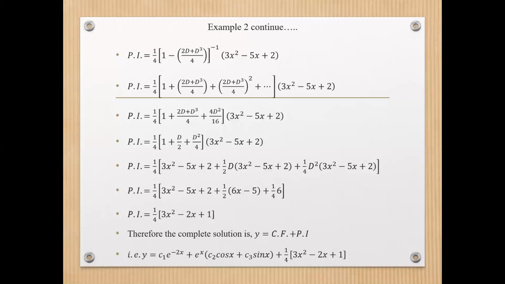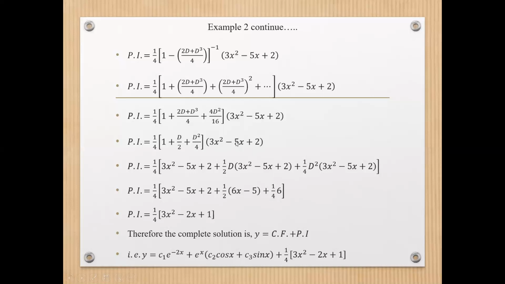Now we have to solve this bracket. See here, pi is equal to 1 upon 4 into bracket 1 plus, give a separate denominator here. What do we get? 2d by 4, nothing but d by 2. Here d cube by 4, this again makes the derivative of this polynomial 0. Okay, that's why we neglect this term. We are not considering this term because it makes the derivative of this polynomial 0. Here 4d square upon 16, we get d square by 4.